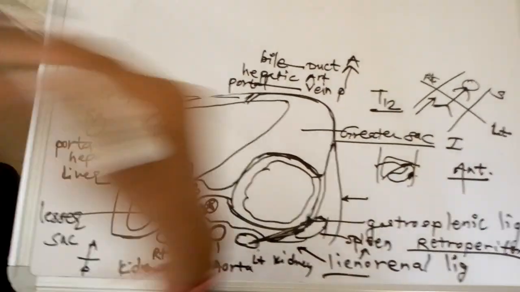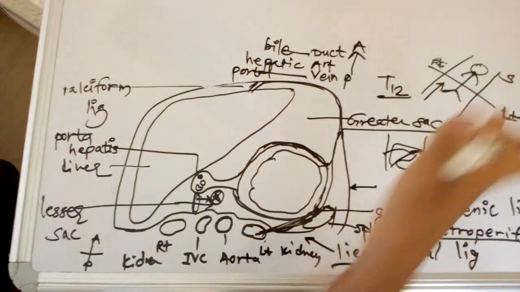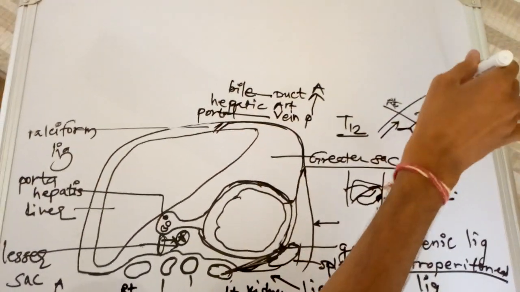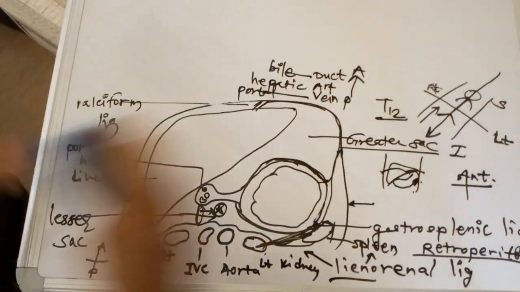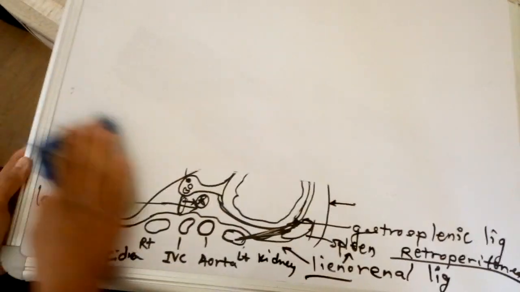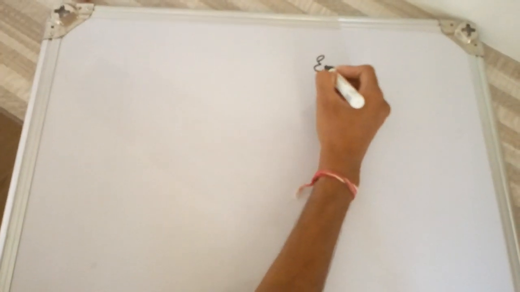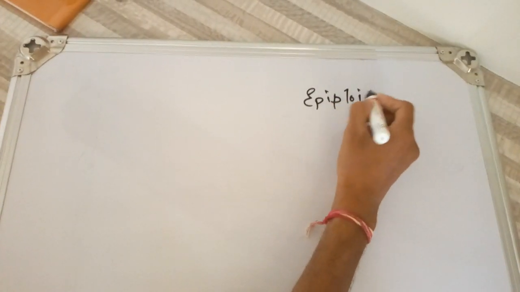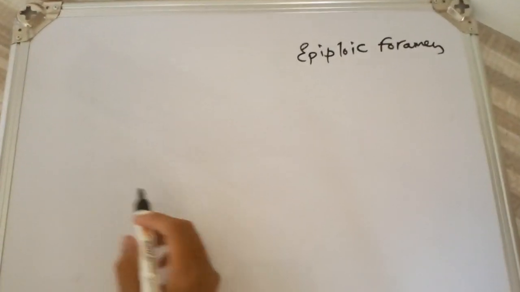Now this is the transverse section of the patient. Let us see the vertical, that is the sagittal section, when we take a section of the patient in this way. In that section we will be able to see the anterior and posterior relations of this foramen of Winslow, that is the epiploic foramen, as well as the superior and inferior relations.